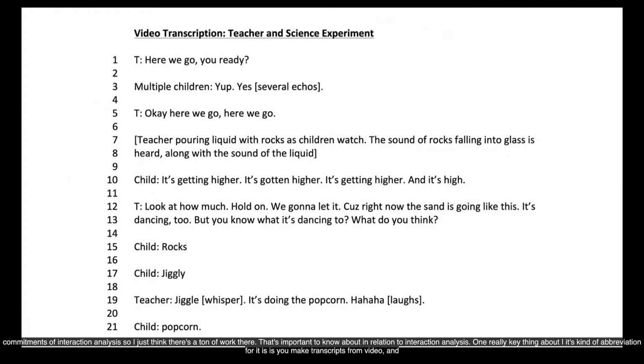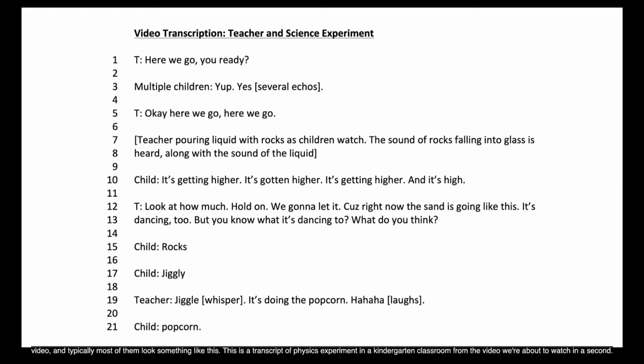One really key thing about IA, which is the abbreviation for it, is that you make transcripts from video. And typically, most of them look something like this. This is a transcript of a physics experiment in a kindergarten classroom from the video we're about to watch in a second. It shows turns of talk in very fine-grained detail. You get 21 lines or so of talk from teachers and students. You can do a lot with transcripts like this. You can do a lot with analyses of conversation.